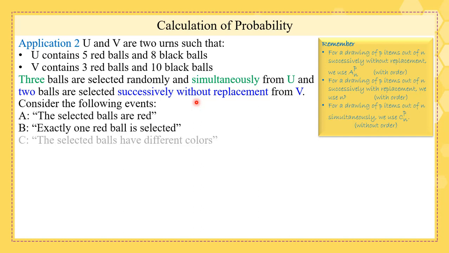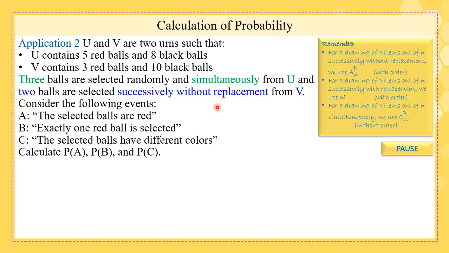Now consider the events. Let's begin with the probability of A. Try to do it alone, try to think about it. Remember, we have 2 different cases. Well, for P of A, it's better to represent it in this form as a couple. So 3 balls from U and 2 balls from V. We have simultaneous for the first and the successive without replacement for the second.